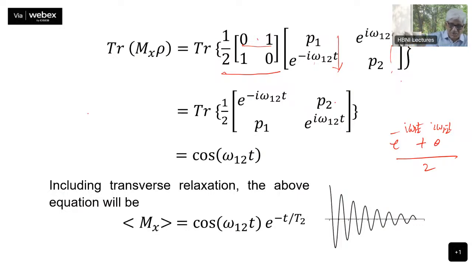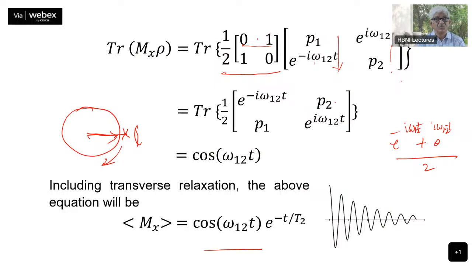So when I measure my magnetization, suppose this is the x-axis, I'm measuring the x magnetization. How does it go? I put a detector here. I'm measuring x magnetization. So as a function of time, this is going like this. This is my signal. What I detect here is cosine omega 1 2 t.